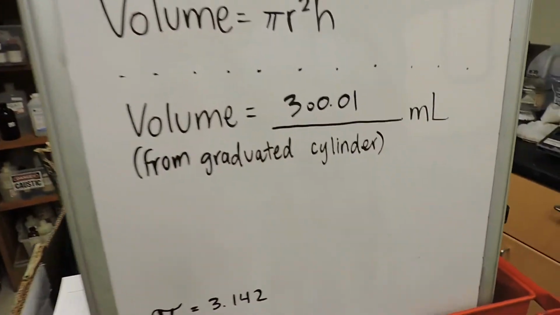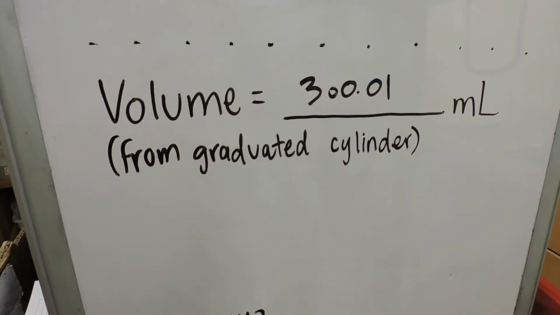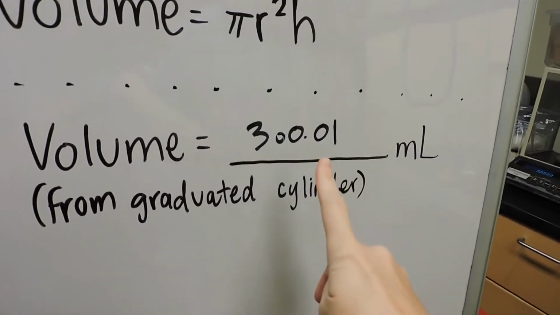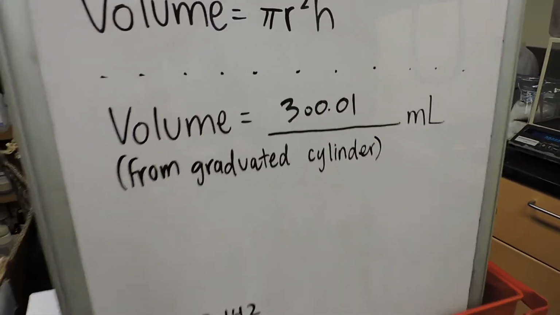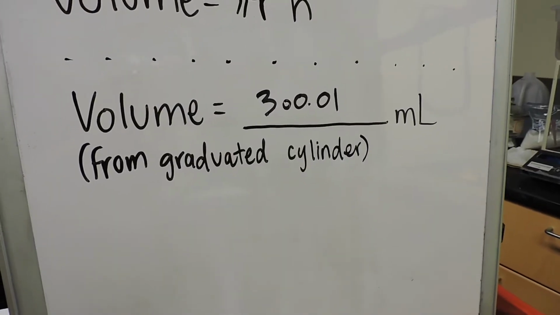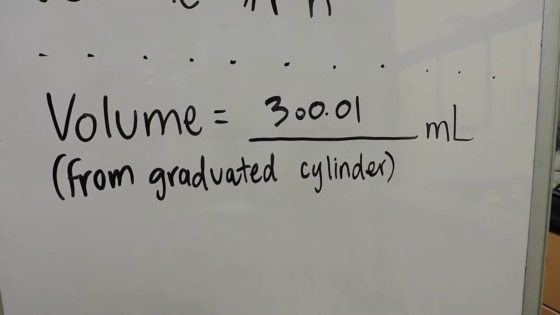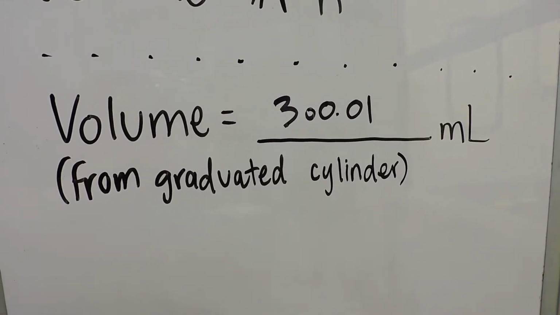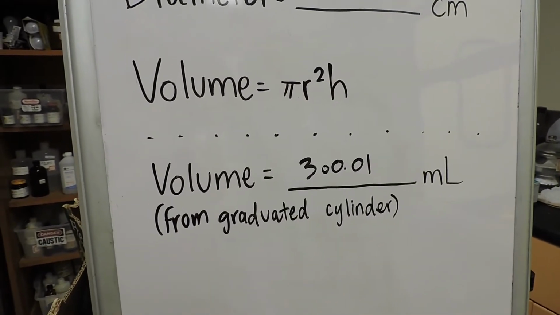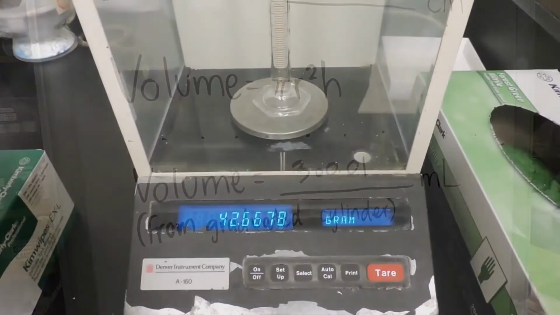Here, we're estimating that the volume inside the cylinder is approximately 300.01 milliliters. When you consider the air, that's where the 0.01 may come from. We estimate that the volume that was measured out is approximately 300.01 milliliters. These volumes should correspond to one another. If they don't, think about why that could be.